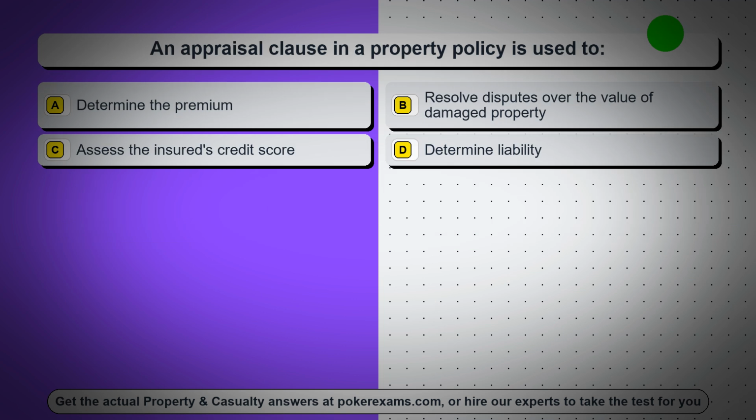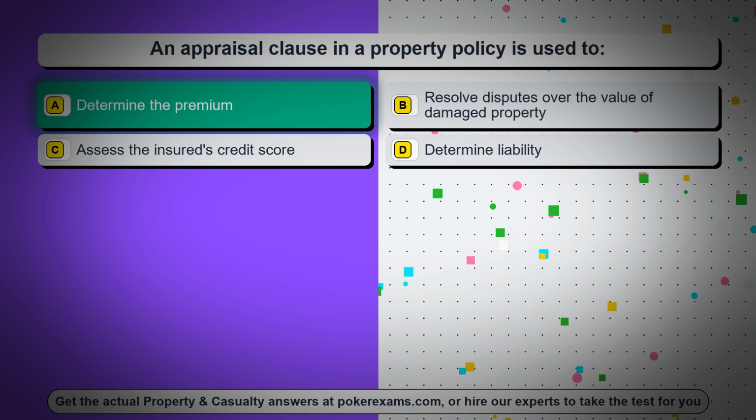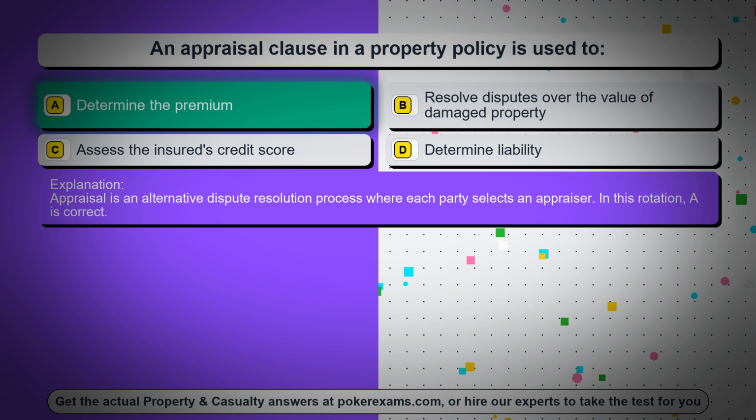Question 16. An appraisal clause in a property policy is used to option A, determine the premium. Option B, resolve disputes over the value of damaged property. Option C, assess the insured's credit score. Option D, determine liability. The correct answer is option A, determine the premium. Appraisal is an alternative dispute resolution process where each party selects an appraiser. In this rotation, A is correct.